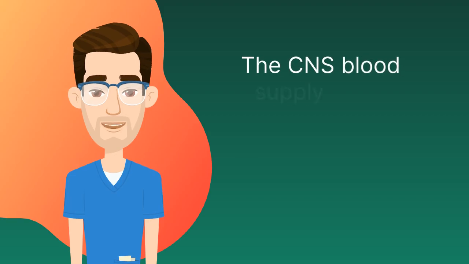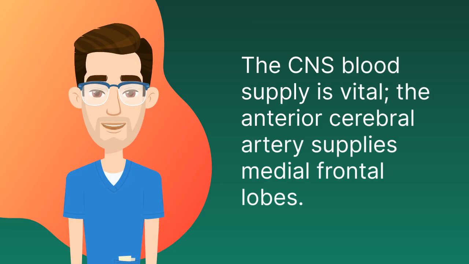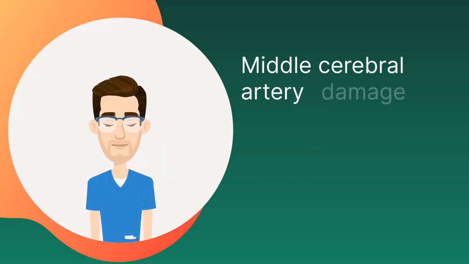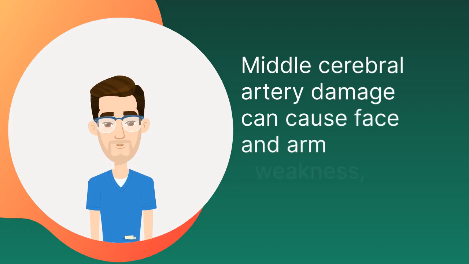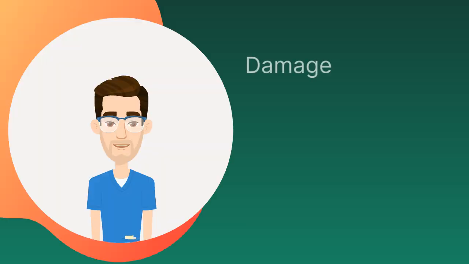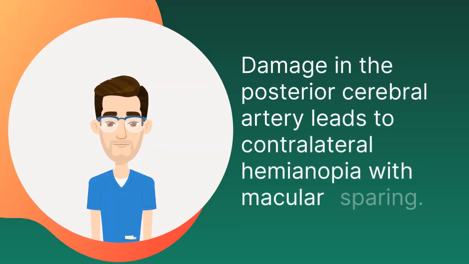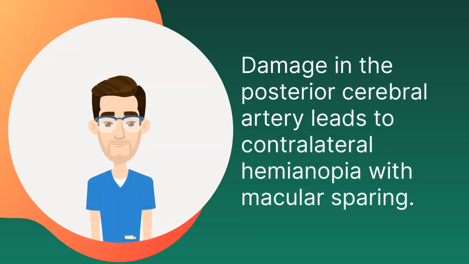The CNS blood supply is vital. The anterior cerebral artery supplies medial frontal lobes. Middle cerebral artery damage can cause face and arm weakness, along with aphasia. Damage in the posterior cerebral artery leads to contralateral hemianopia with macular sparing.